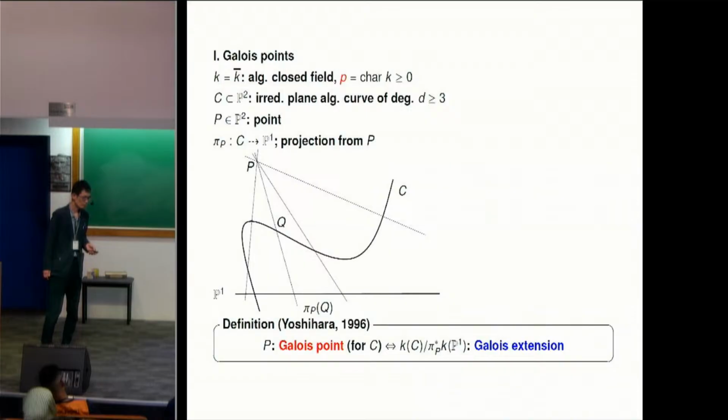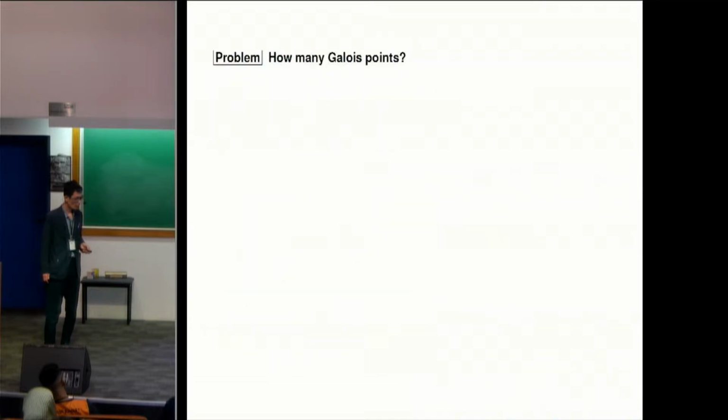Yoshihara introduced the notion of Galois point in 1996. A point P is called a Galois point if the field extension induced by K(C) over K(P^1) is a Galois extension. We have a natural problem: how many Galois points are there?